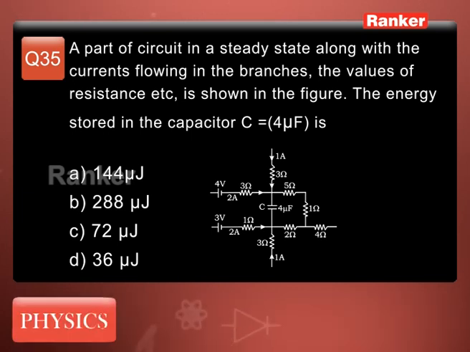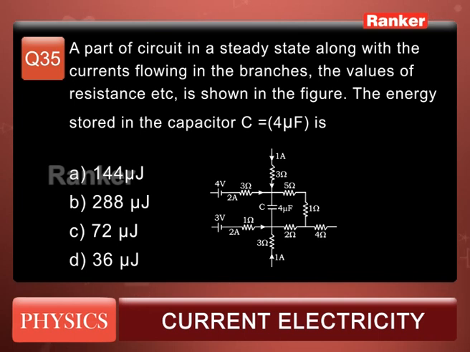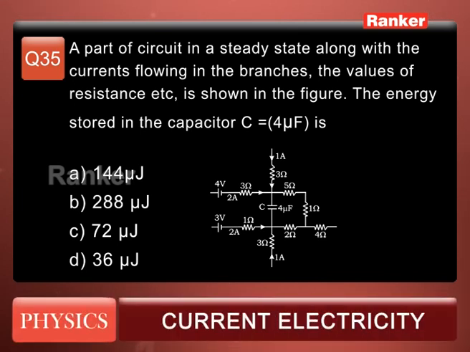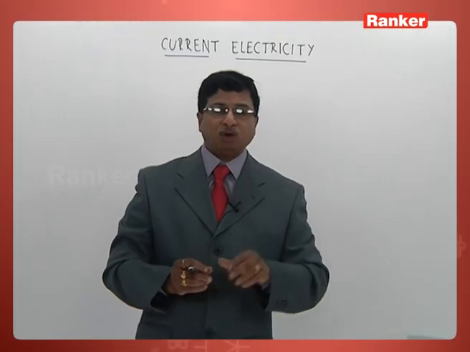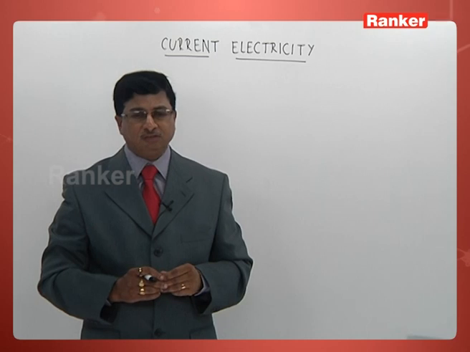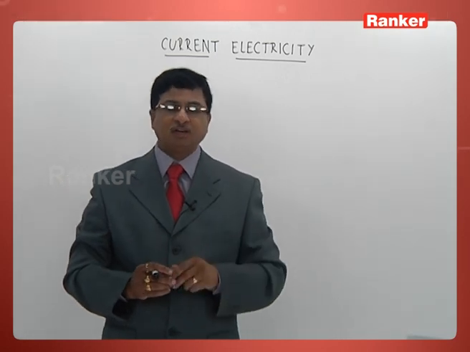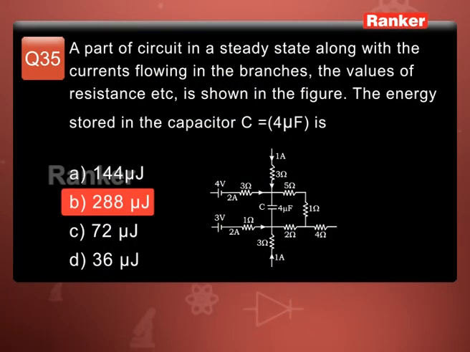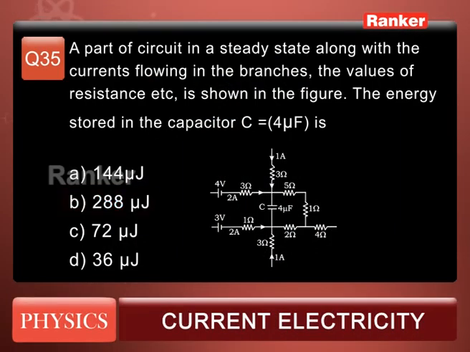First option 144 microjoule. Second option 288 microjoule. Third option is 72 microjoule. And fourth option is 36 microjoule. So what is the correct option over here means, according to the directions of currents and all, it should be the second option. That means it should be 288 microjoule.